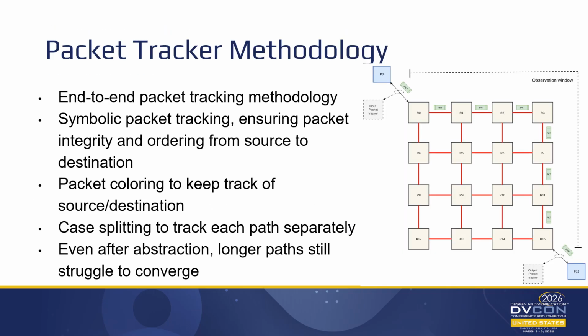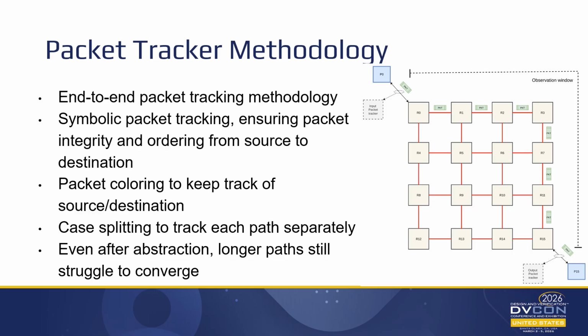To prove network level packet integrity and ordering, we used an end-to-end packet tracker methodology inspired by the smart tracker introduced by Imagination Technologies. Rather than modeling all packets explicitly, we symbolically track a representative packet, ensuring that its integrity and ordering are preserved as it moves from the source to the destination. We also use packet coloring to encode the packet's source and destination information, which allows us to reason about routing correctness and interference without tracking every packet in the network.